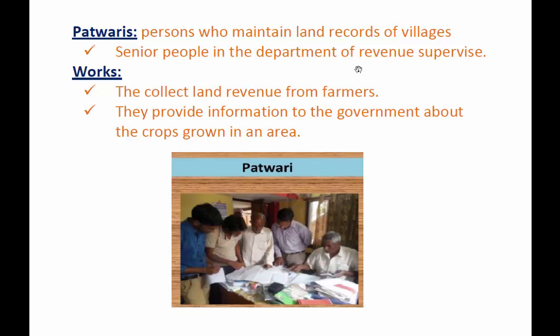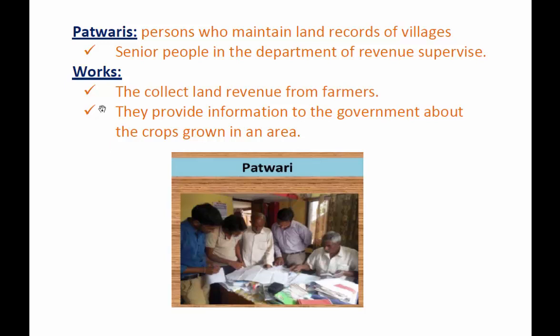When you go to Revenue Office, there will be some senior people. They will supervise and they will take charge of these Padwaris. Alright, so you can see from the picture, the one who is sitting here on the table is a Padwari, and those who are standing are the farmers of the village. Okay, they are, so to say, looking together, or they are discussing the land records of a particular place.